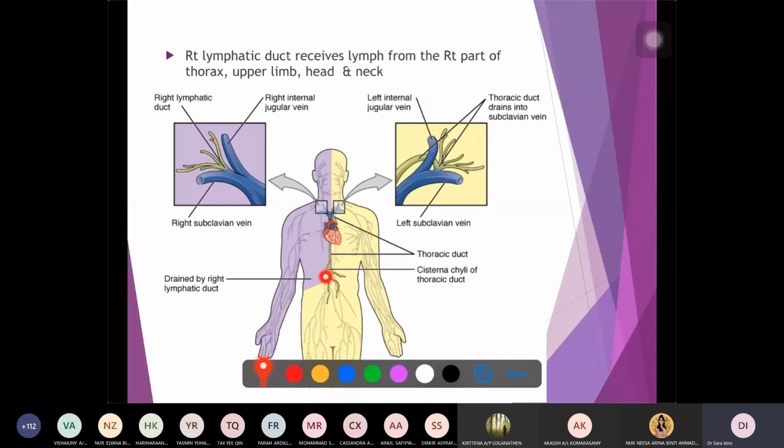You can see the cisterna chyli begins in the abdomen, and then the thoracic duct will begin and make its way up and eventually drain into the left side at the junction between the left subclavian vein and the left internal jugular vein.